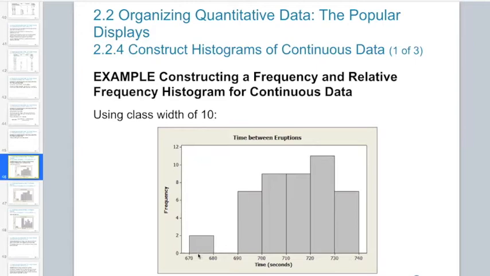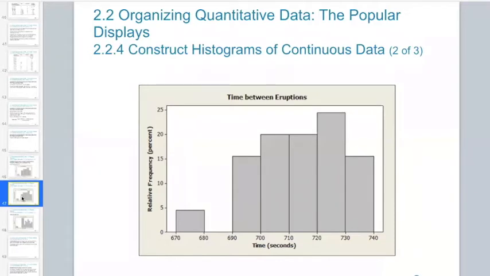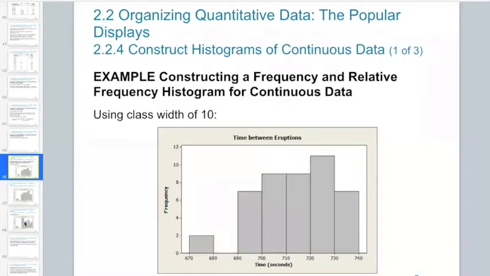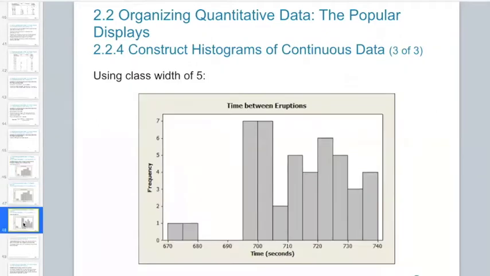As long as you're consistent, it's okay, but you have to be really specific and you have to be consistent with the way you put those in a bin. So this is what happens if we have a bin width of 10. And this is what happens if we have a bin width of 5. So we can see that it's basically spaced out the same. The shape is a little bit different.